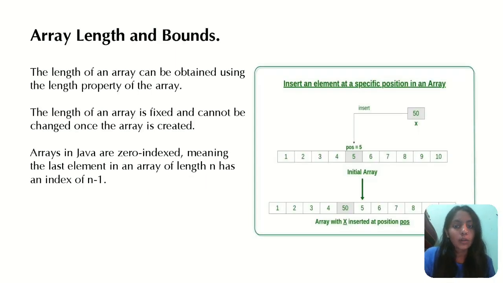Array length and bounds. The length of an array can be obtained using the length property of an array. The length of an array is fixed and cannot be changed once the array is created. Arrays in Java are zero indexed, meaning the last element in an array of length n has an index of n minus 1.